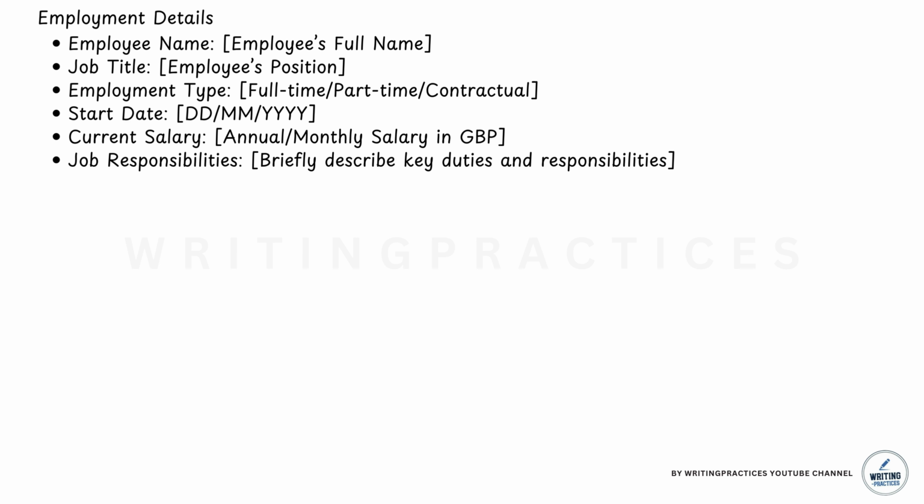For example, if the employee is a software engineer, you might describe their responsibilities as developing and maintaining software applications, troubleshooting technical issues, and collaborating with cross-functional teams to enhance system performance. Avoid vague descriptions. UKVI prefers concise but clear details.